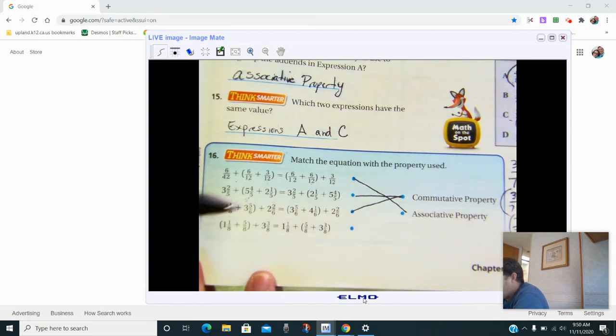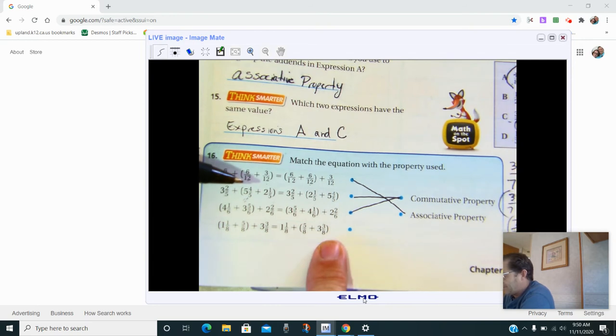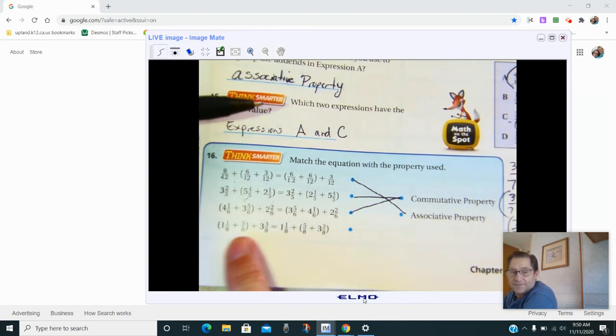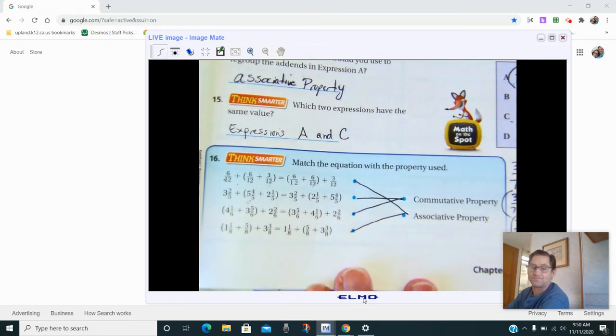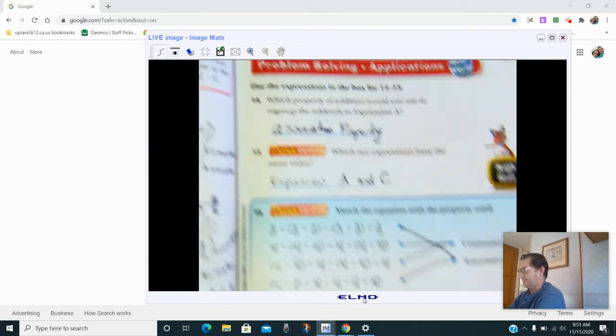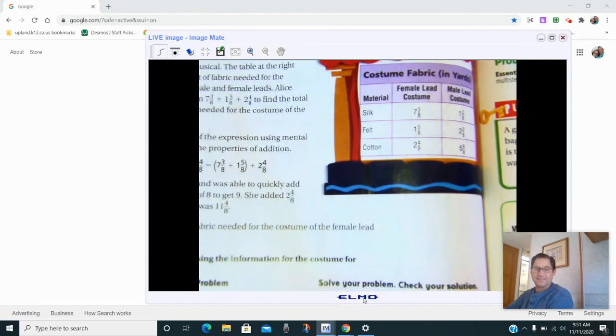And then we have 1 and 1/8 plus 5/8 plus 3 and 3/8. So I see the exact same numbers, same order, so it's not commutative. They're just grouping them differently. So that's associative. And page 316.